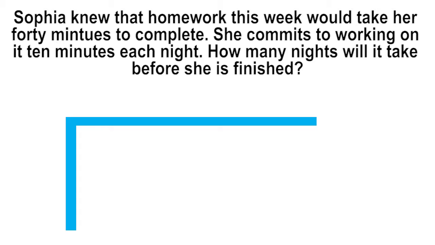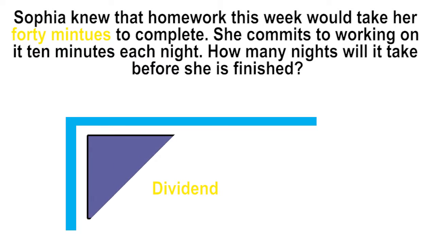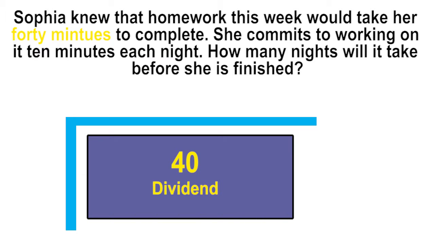In this problem, it looks like our dividend is the same, 40 minutes. So let's draw our array and write 40 inside. The group size, or number of minutes, is known, 10 minutes. So let's place that 10 on the top in the column location as our quotient. So what's missing? What we need to find out is the number of nights it will take, or our divisor.